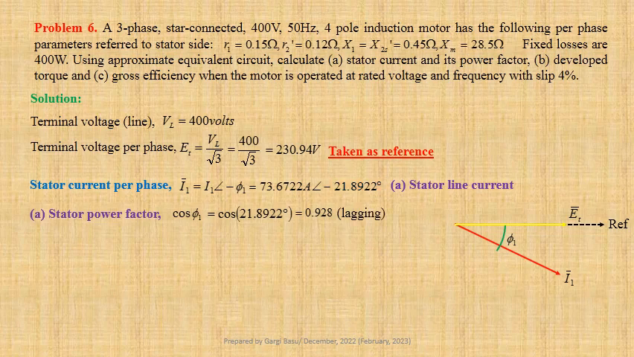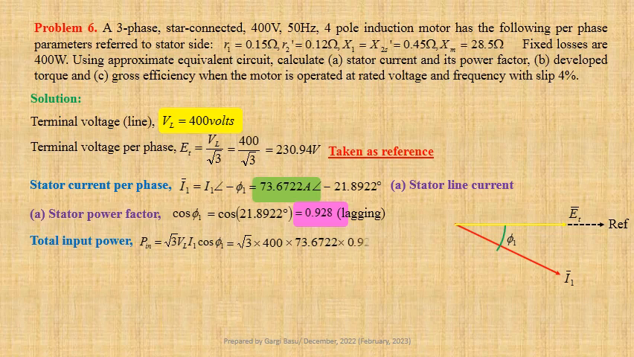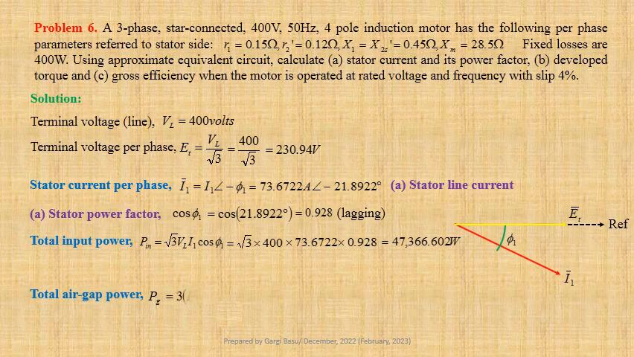For three-phase induction motor, total input power Pin equals √3 times VL into I1 cos phi 1. Using values, we get √3 into 400 into 73.6722 into 0.928. That gives us 47,366.602 watt.